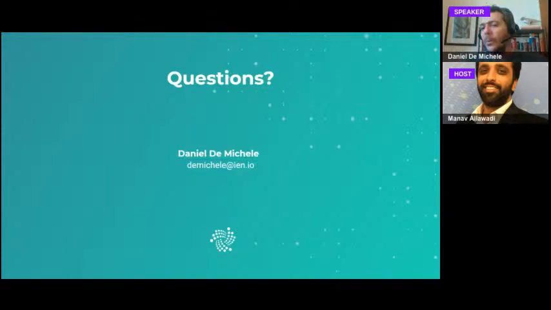Now the second question is how to become a node on the IOTA network, and what are the requirements? Is the network decentralized? That's a great question, actually. Yes, the network is decentralized because it is made of a lot of full nodes, and full nodes are run by people. I have a full node.